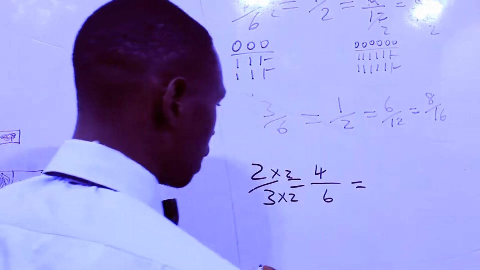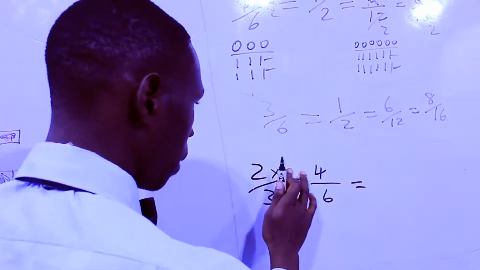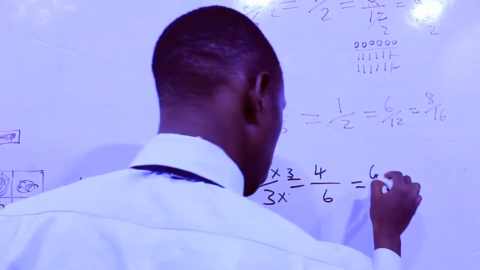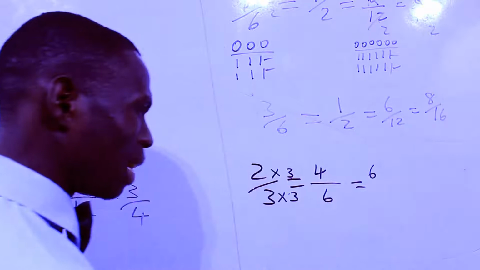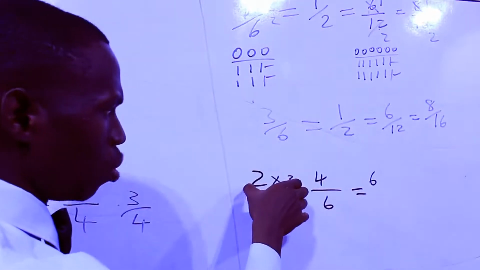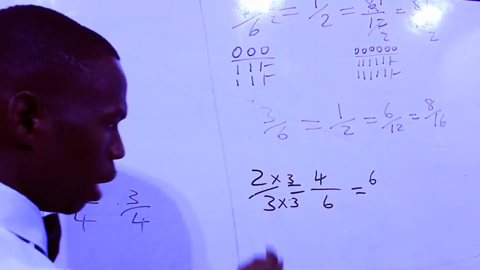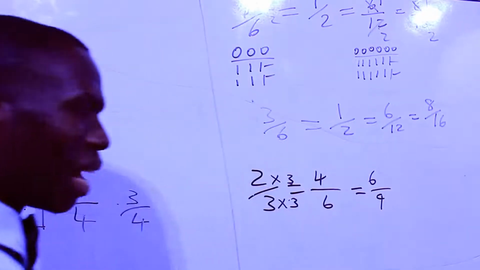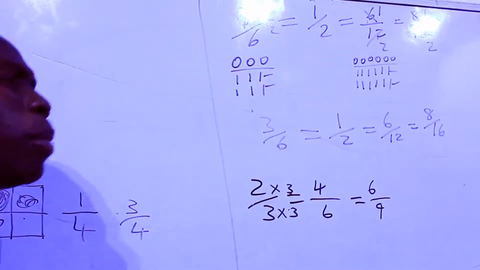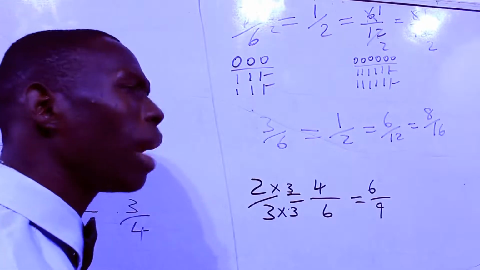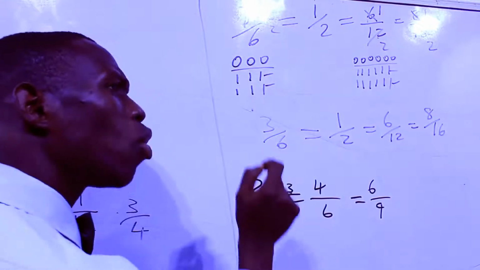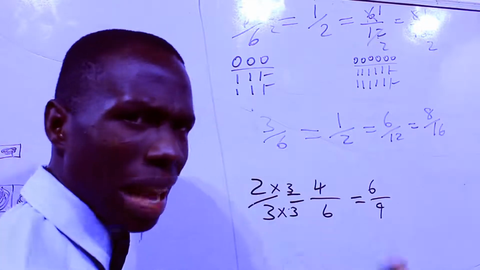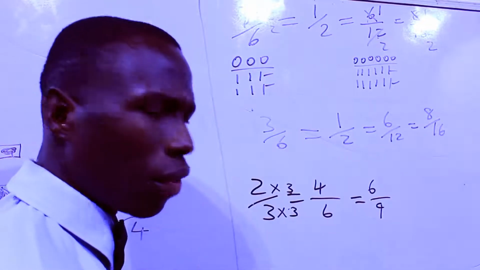I can still use another one. Maybe I'll multiply it now with 3. 3 times 2 is 6. Remember, the same thing: we multiply numerator and denominator. 3 times 3 is 9. This is another equivalent fraction. I can multiply with any other number of my choice. Remember, the number that will multiply the up one must also multiply the down one to get the equivalent.